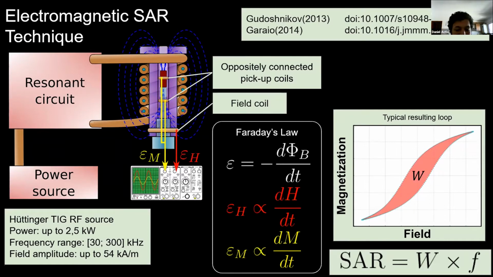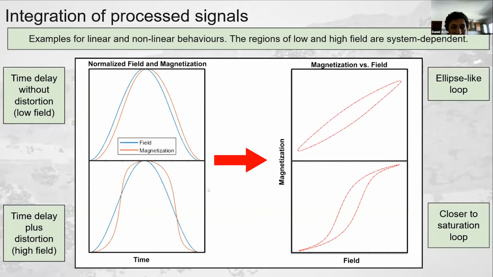With this technique, we have here the Hüttinger radio frequency source. We have this range of frequency and this range of amplitude. And there are two typical loop results.